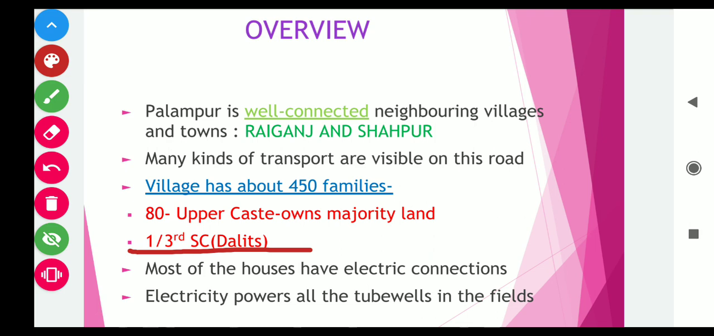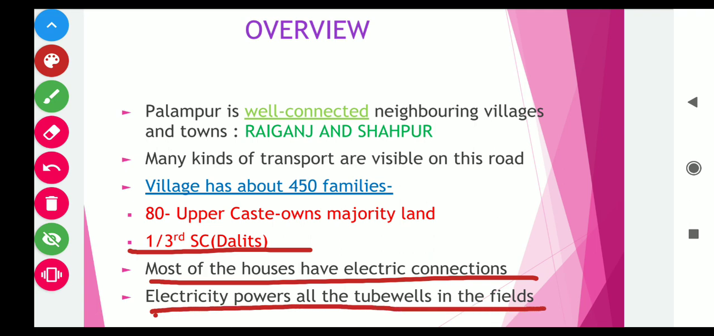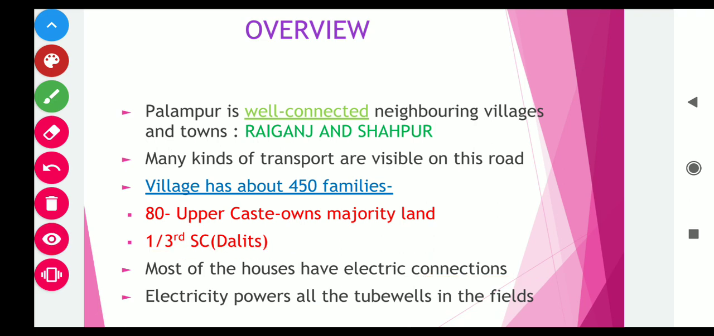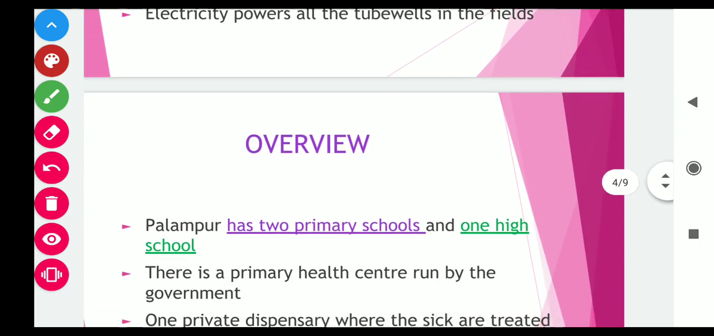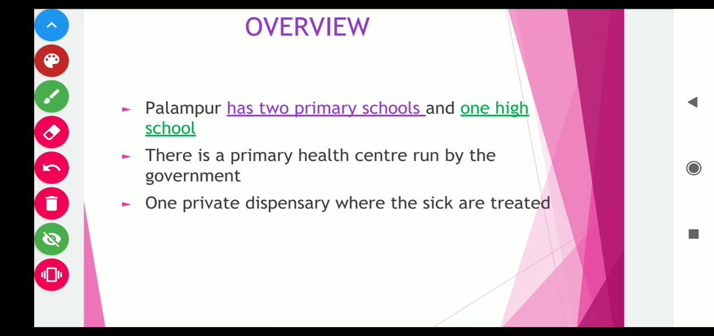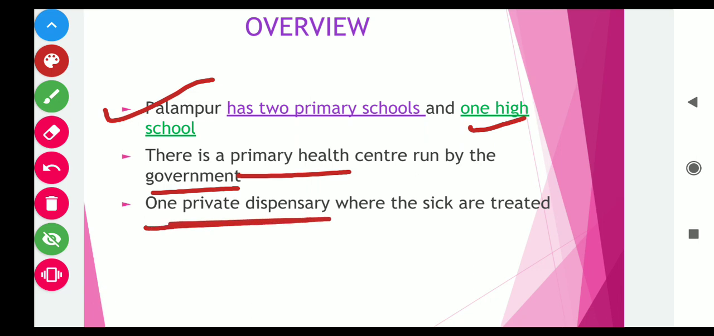Children, most of the houses have electricity connections in the village. And this electricity is used in tube wells, in the field, and is also used in various types of small businesses. Palampur has 2 primary schools and 1 high school. Children, there is a primary health center which is run by the government and 1 private dispensary where the sick are treated.